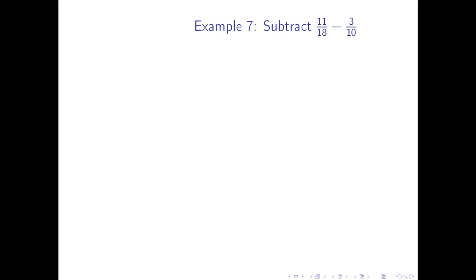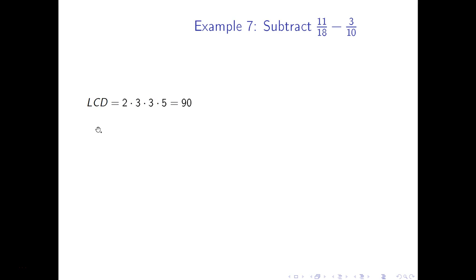Okay, the lowest common denominator for these two is 2 times 3 times 3 times 5, or 90. And the way I got that is 2 times 3 times 3. This is 18. 2 times 5 is 10. So that's the 10, that's the 18. That's where it comes from.